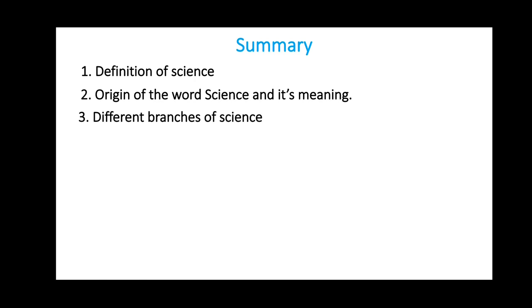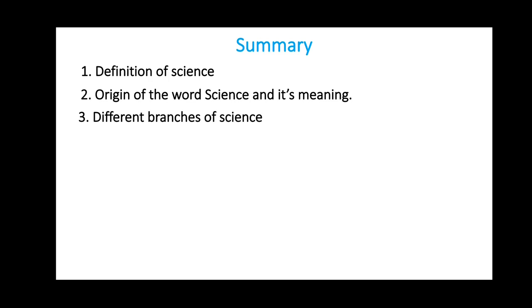Third one is different branches of science. We have seen that science is broadly classified into two categories. They are physical science and life science. Physical science can again be classified into three. They are physics, chemistry, and geology. Life science or biology can be classified into two. They are botany and zoology.